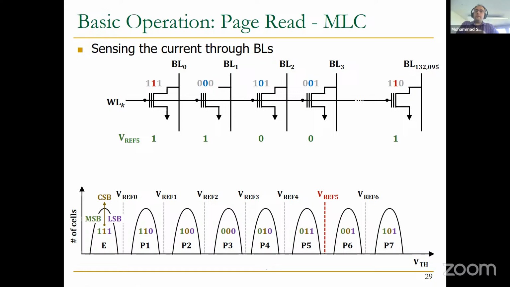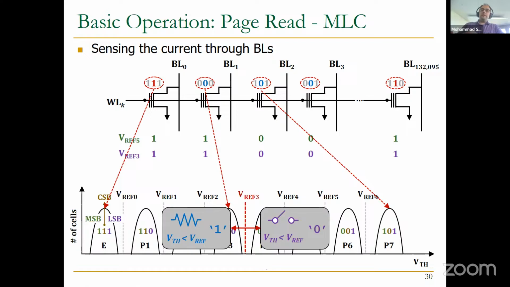First you apply VREF 5. Depending on the threshold voltage of these cells, you will read 1 or 0, right? For this cell, because it had 111, which is the lowest state, the erased state, definitely you will read 1. For 000, you also will read 1 because the threshold voltage is lower than VREF 5. For 101, you will read 0. For this one, you will read 0. And for this one, you will read 1. These are mostly correct, but this one is not correct, because VREF 5 is not enough to read this CSB. So you need to continue and apply other reference voltages as well.